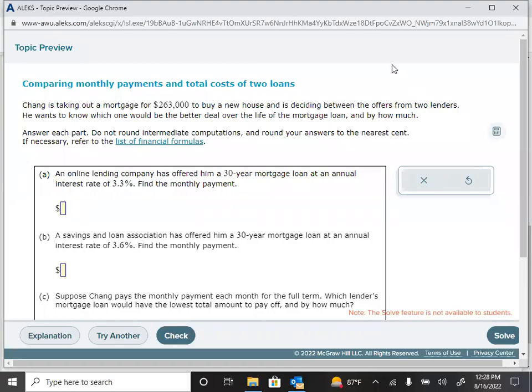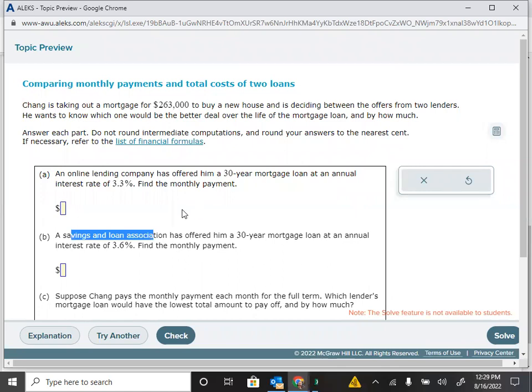Okay, so this time we've got two different mortgages for the same house. Chang wants to do a $263,000 mortgage. That's how much he's going to borrow. And there's two different ways of doing it. There's the online lending company, and there's the savings and loan association.